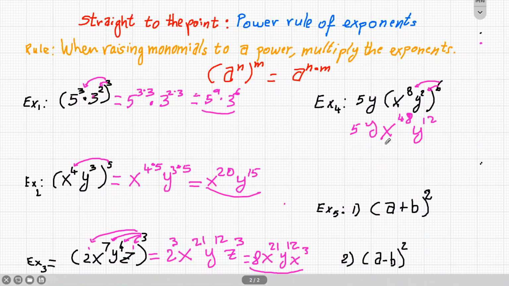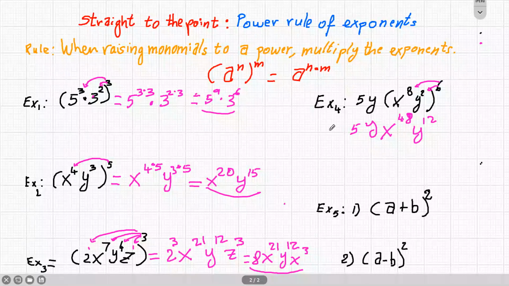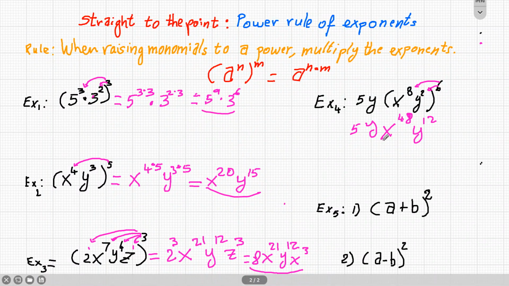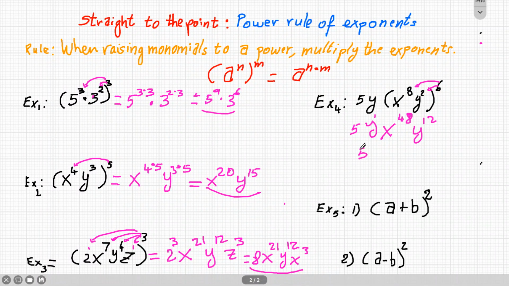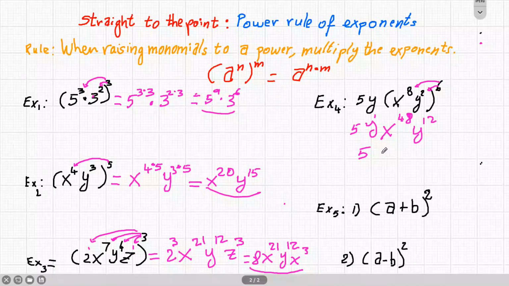If you haven't watched the video on the product rule of exponents, go ahead and do so. We have y right here and another y right here to the power 12, so we are not done simplifying. We can apply the product rule and combine them. 5 is the only number, so we write 5 as it is. So y to the 1 times y to the 12. The product rule suggests that we add the exponents. So 1 plus 12, that's y to the 13.